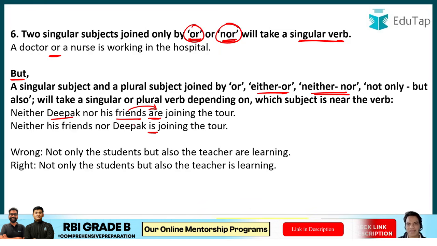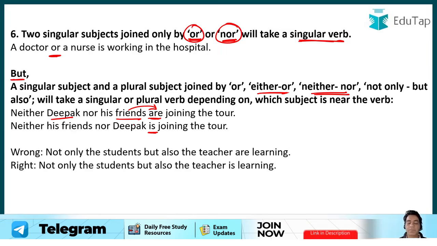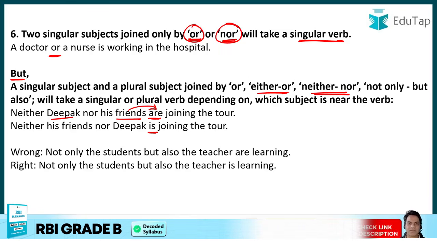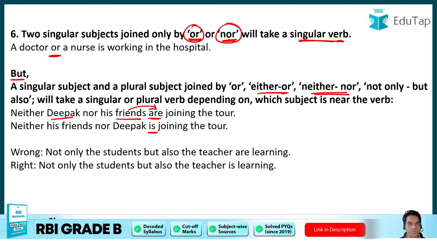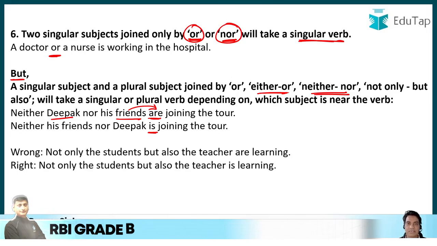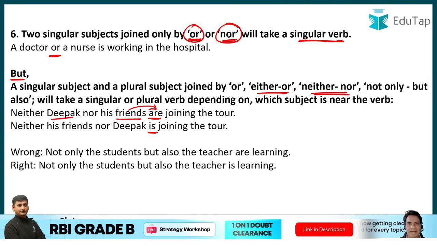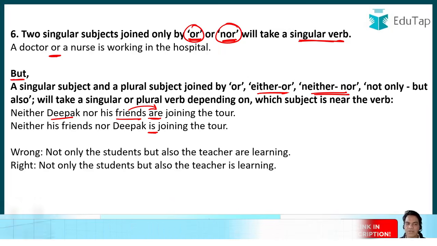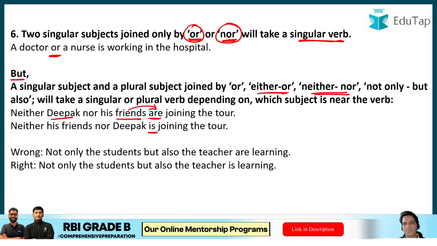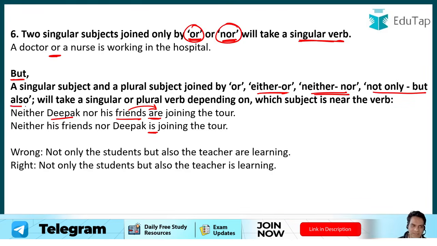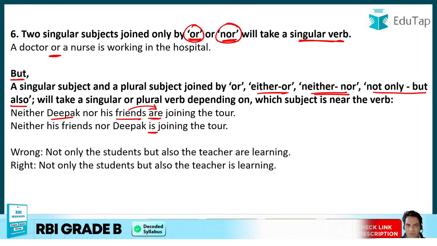Because in either or and neither nor, these are probability conjunctions. What is probability? Either Rohit or Reena, which means either one of them, not both. Either one of them. Neither India nor Russia. This means neither one. So when two nouns are connected using either or and neither nor, whichever noun is closer to the verb will decide the verb. And similarly for not only but also as well. So either or, neither nor, and the third pair of conjunctions is not only but also.